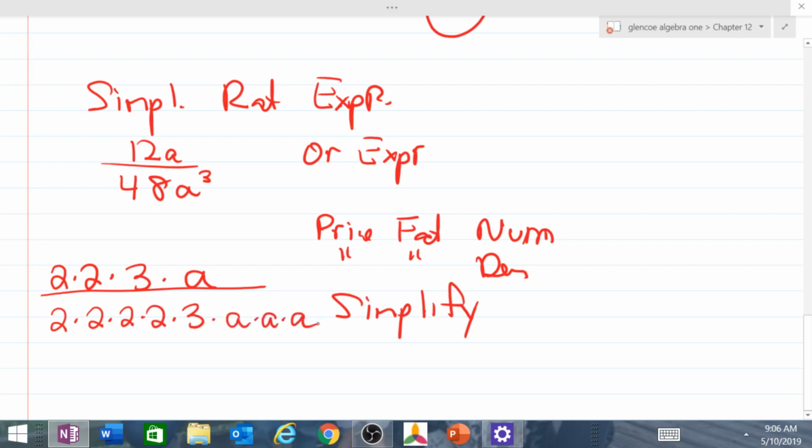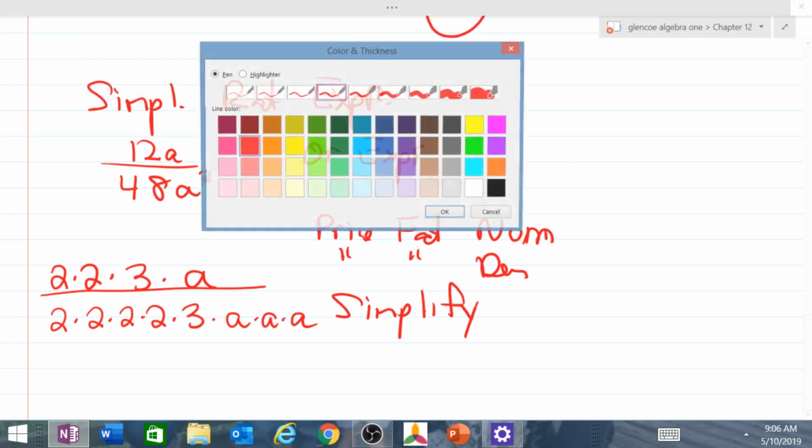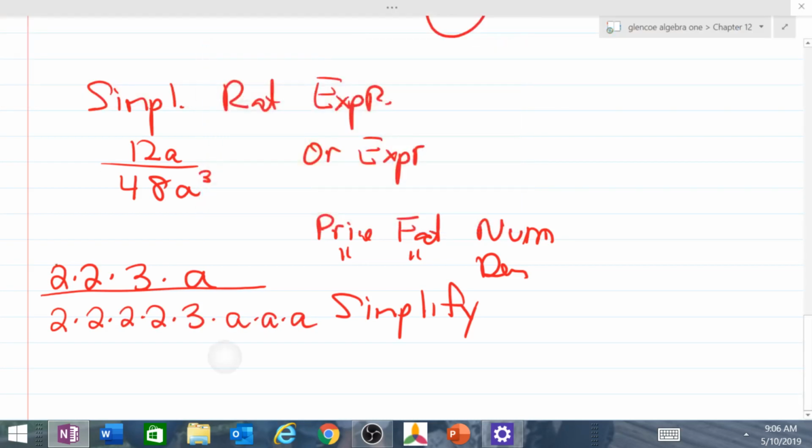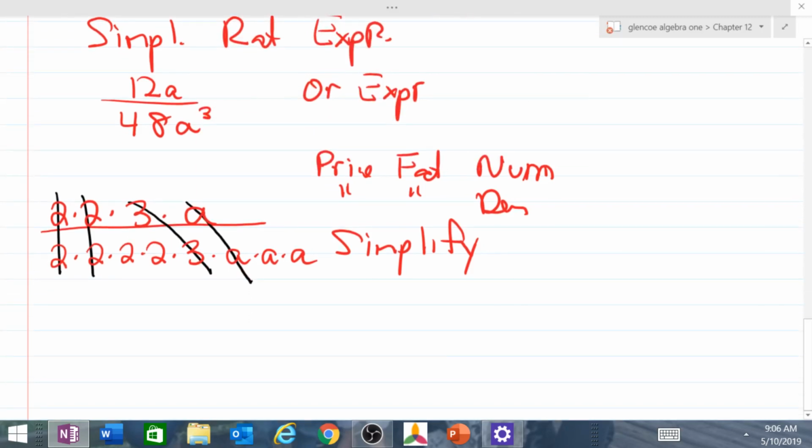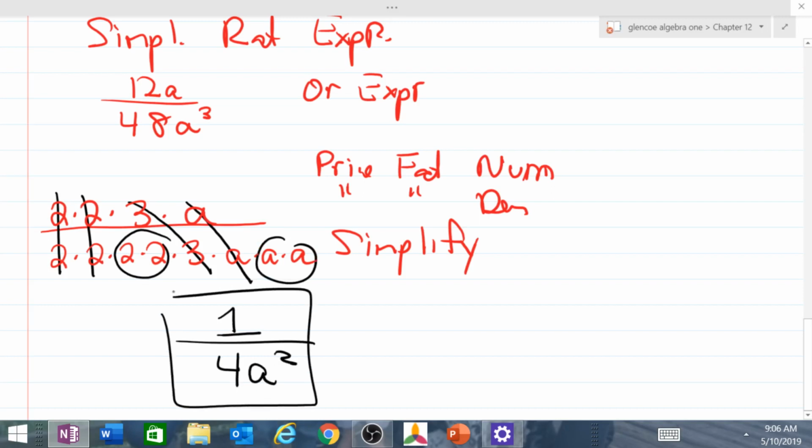And now I am ready to simplify by canceling. So I have 2 2s, 1 3, and an a, which means my whole numerator is gone. I do not put a 0 there. I put a 1, and my denominator is 4a squared. Does anyone have a question?